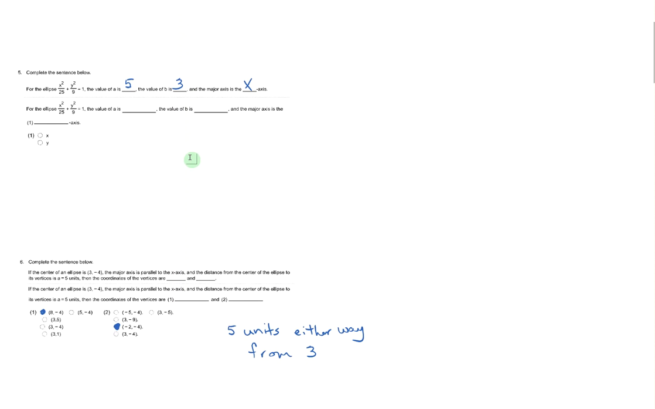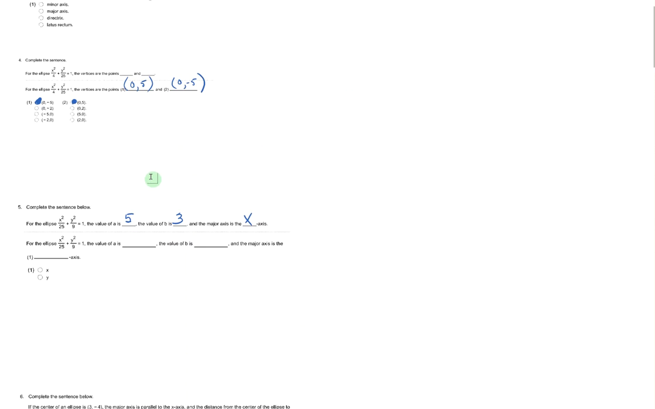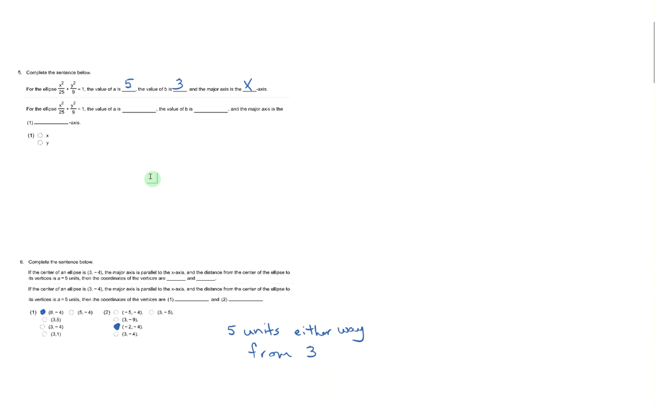For the ellipse, what is that one? Oh, it's a little different. For the ellipse x squared over 25 plus y squared over 9, the value of a is, well, remember the bigger number is over here, so there's your a, 5, and the value of b is 3, and the major axis will be the x.